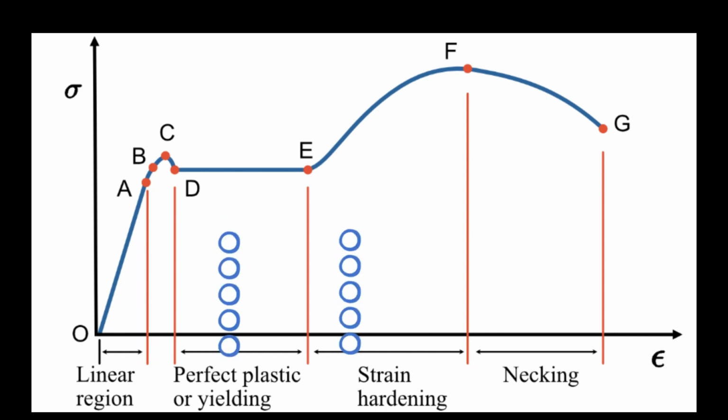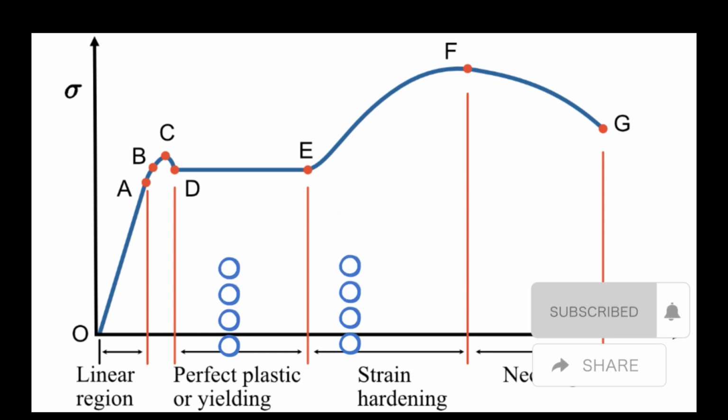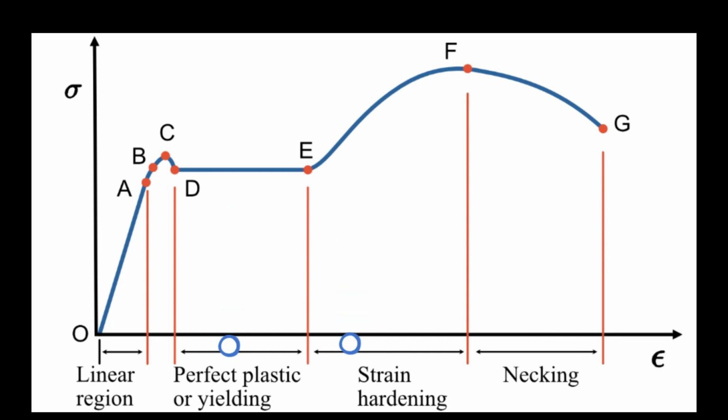Consider the DE region, which is considered the plastic region. In the plastic region, the material undergoes significant plastic deformation with increasing stress. The strain increases without a corresponding increase in stress, indicating that the material is undergoing permanent deformation. The stress-strain curve shows a gradual increase in strain with relatively constant stress. The slope of this region is called the plastic modulus.